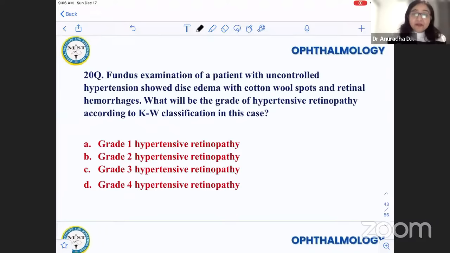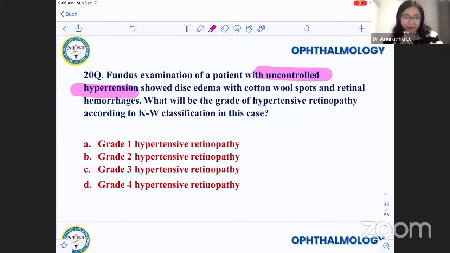Fundus examination of a patient with uncontrolled hypertension. The patient with uncontrolled hypertension showed disc edema, cotton wool spots, and retinal hemorrhages. Lately the examiner has shifted his focus from diabetic retinopathy to hypertensive retinopathy. So, I don't want you to go to the exam without reading about hypertensive retinopathy.